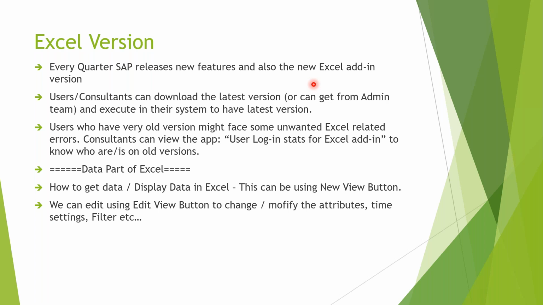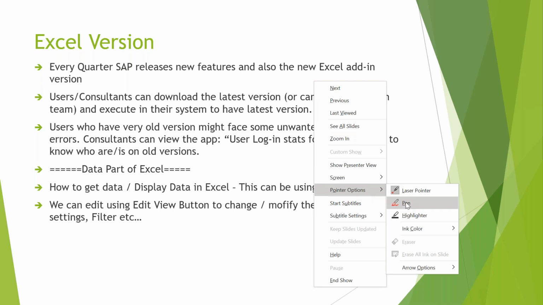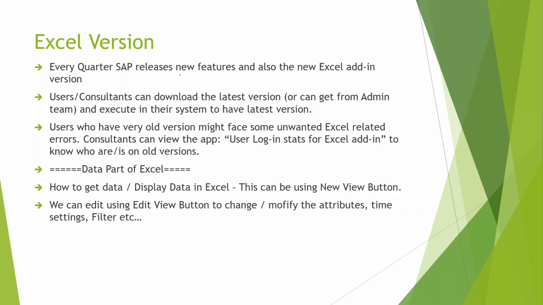So every release will have some number associated with it. How will that number look? For example, let's say this number is 2208 release. So 2208 means the first two letters, 22, denote 2022, and the next two letters denote the month.